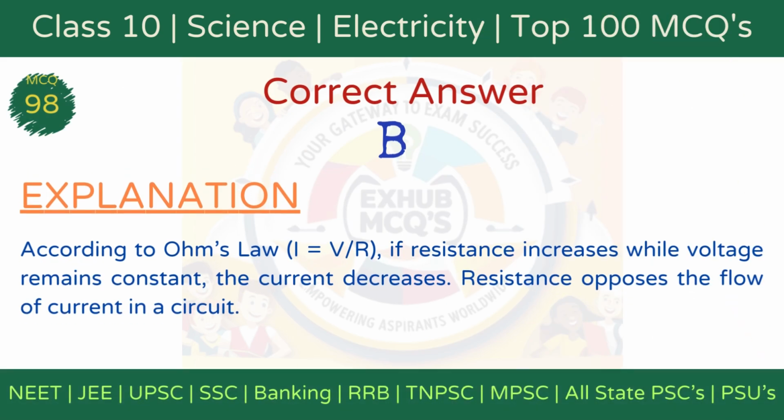Explanation. According to Ohm's law, I equals V divided by R. If resistance increases while voltage remains constant, the current decreases, since resistance opposes the flow of current in a circuit.